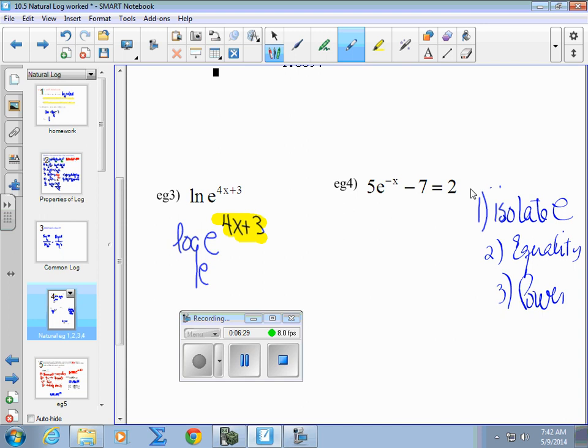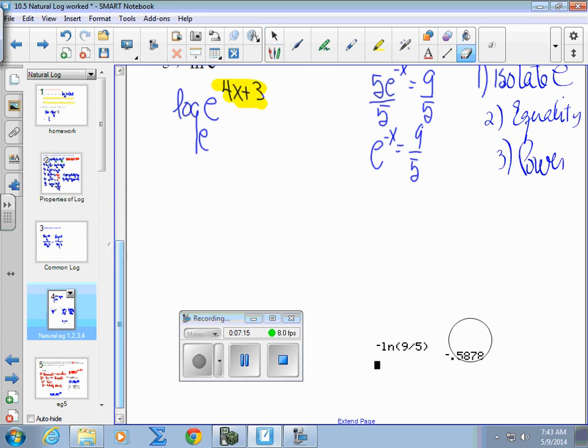All right, so on the next column you have 5e raised to the negative x minus 7 is equal to 2. The first thing you want to do is isolate the e. So what will we do first? Add 7. Divide by 5. We want to write it as a logarithm to solve it. So we're going to say ln of e raised to the negative x equals ln of 9/5. We want to move negative x to the front of the logarithm.